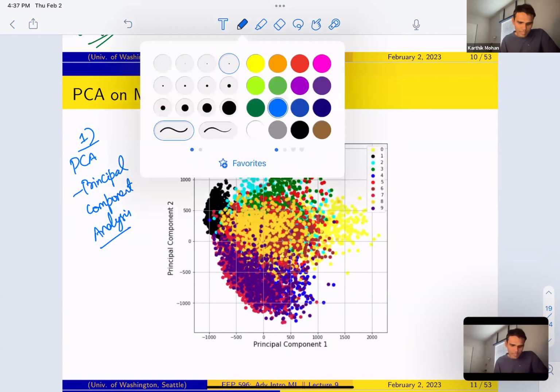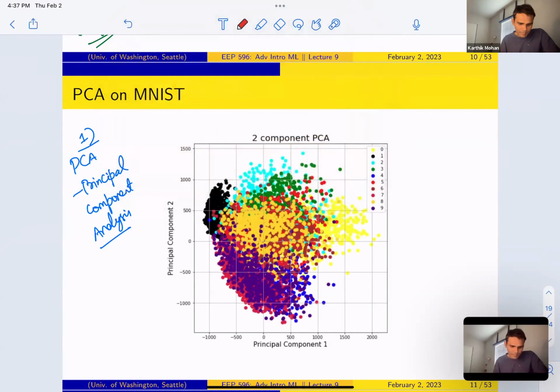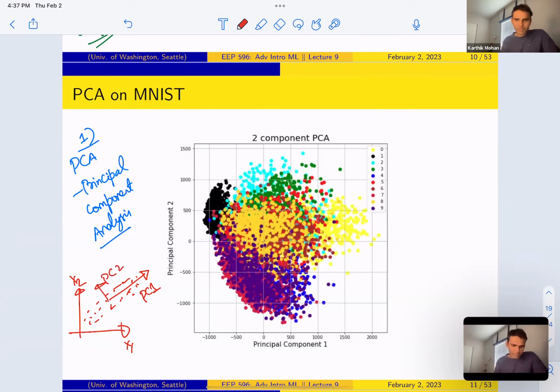For instance, if you take a look at this data, and let's say this is your data, this is X1, X2. Then PCA would say, well, you know what? This direction has a lot of variance. Okay, so I'm going to call this principal component 1. And then the orthogonal direction to that is this. That's going to be my principal component 2.